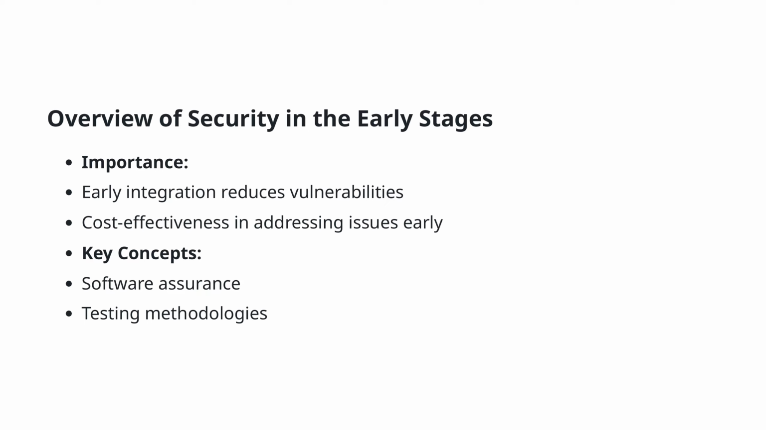Additionally, there are key concepts that are crucial to understanding how to implement security early on. Software assurance ensures that the software behaves as expected and is free from vulnerabilities. Meanwhile, adopting effective testing methodologies allows us to thoroughly assess and validate the security of the system from the beginning. By focusing on these aspects, we set a strong foundation for building secure and reliable systems.